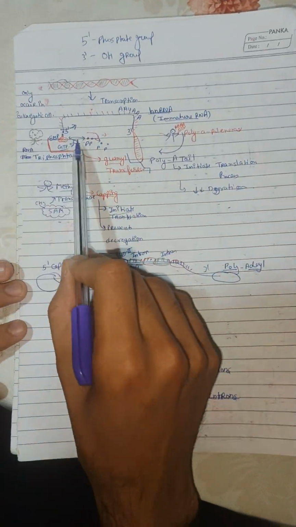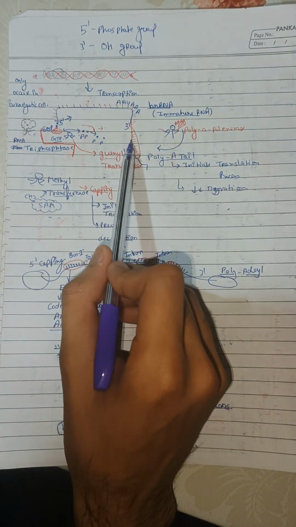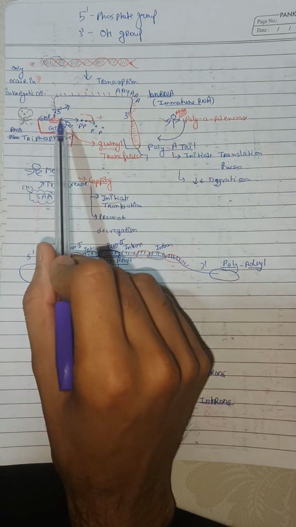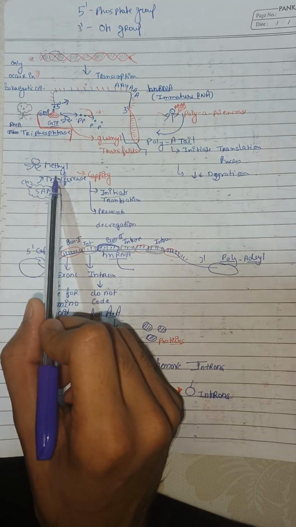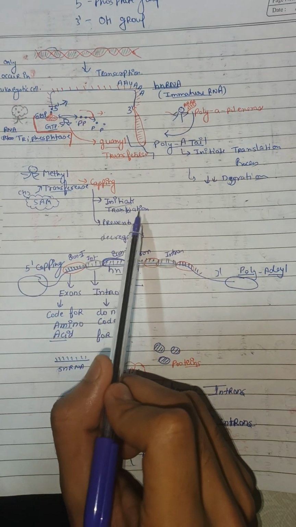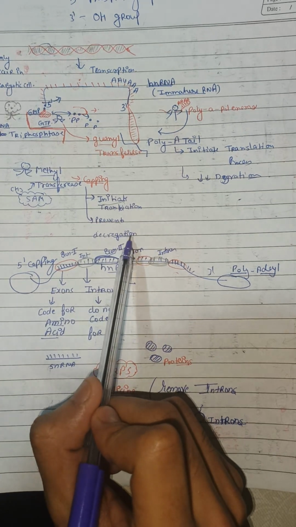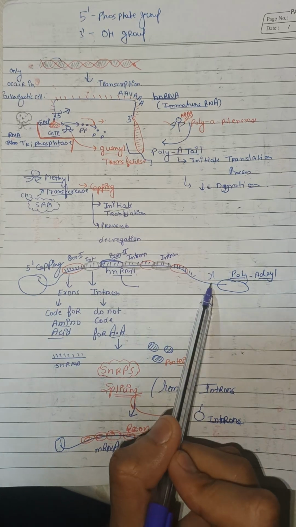At the 5' and 3' ends, capping and tailing occur. At the 3' end mainly tailing occurs, and at the 5' end mainly capping occurs. In capping, the enzyme present is methyltransferase, which helps in capping, which initiates the transcription and also prevents the degradation of the transcript. This is the immature RNA.